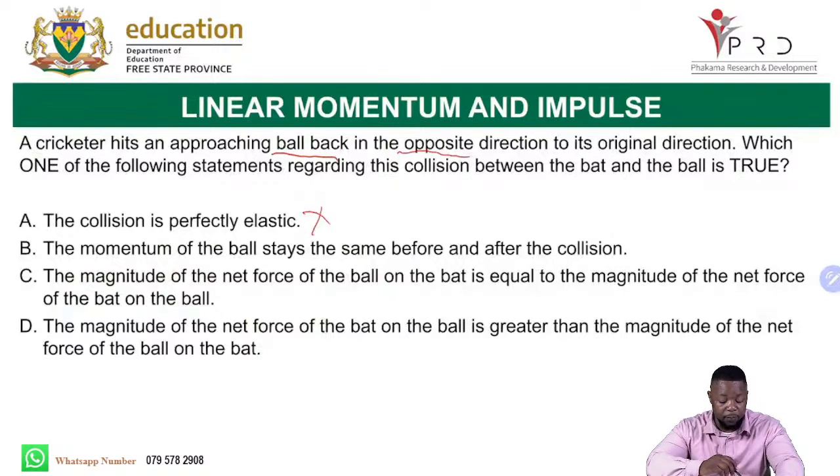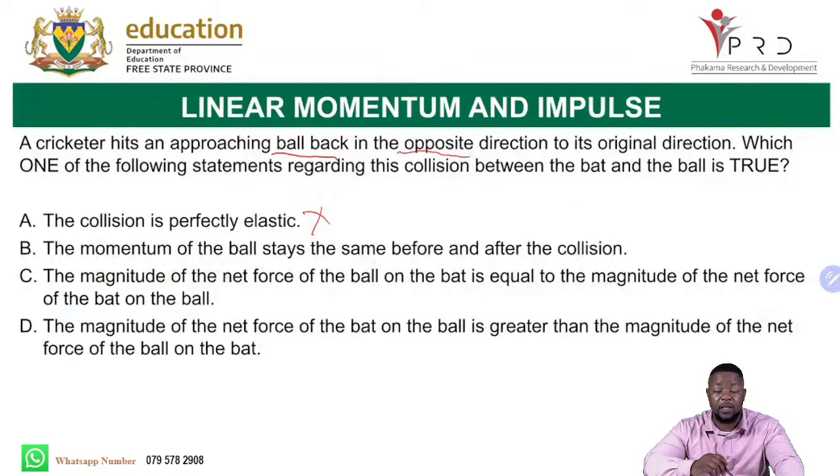Let's go to B. The momentum of the ball stays the same before and after collision. So we also don't know the initial and final velocities of the ball. Therefore, we cannot tell whether the momentum of the ball stays the same before and after collision.